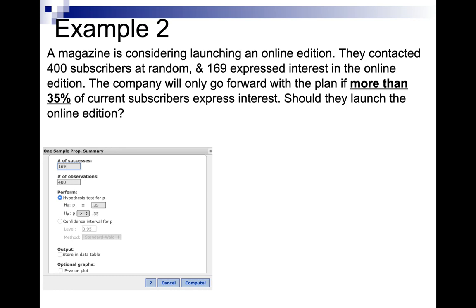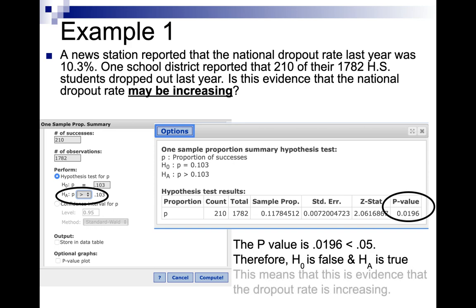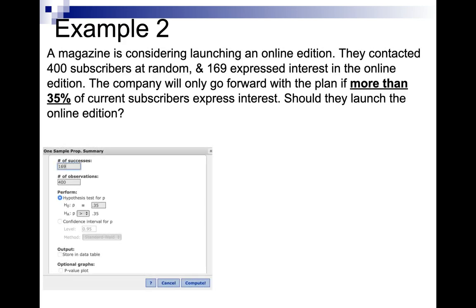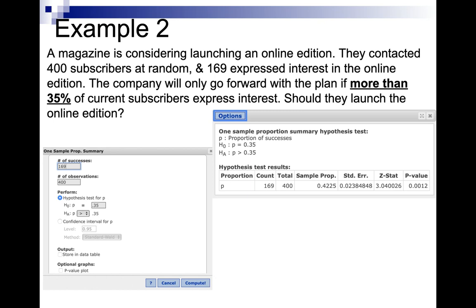I went Stat, Proportion Stats, One Sample, and With Summary. So I went to that. And I put in my data, 169 out of 400 expressed interest in an online edition. Notice I put in 0.35 here. And notice I chose greater than because the company will go forward if more, so greater than 35% of current subscribers expressed interest.